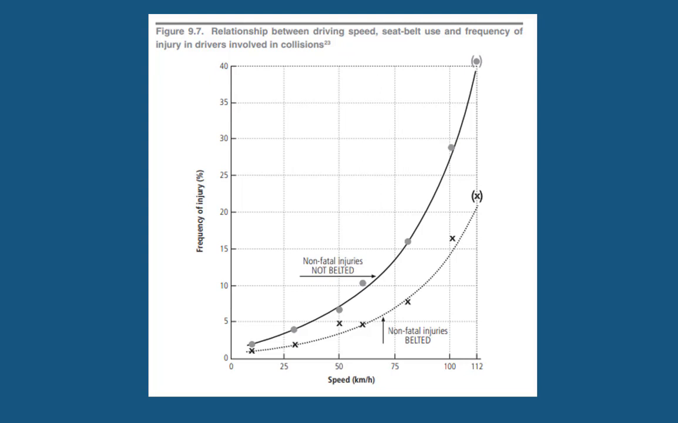And so here is the relationship between driving speed, seatbelt use, and frequency of injury in drivers involved in collisions. And so what we see here is a difference in the frequency of injury based upon speed and the use of seatbelts, and where non-fatal injuries would occur if somebody is belted versus unbelted.